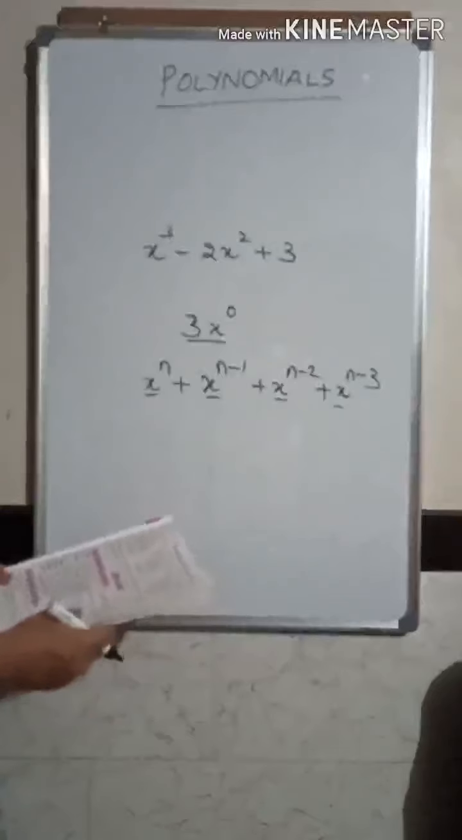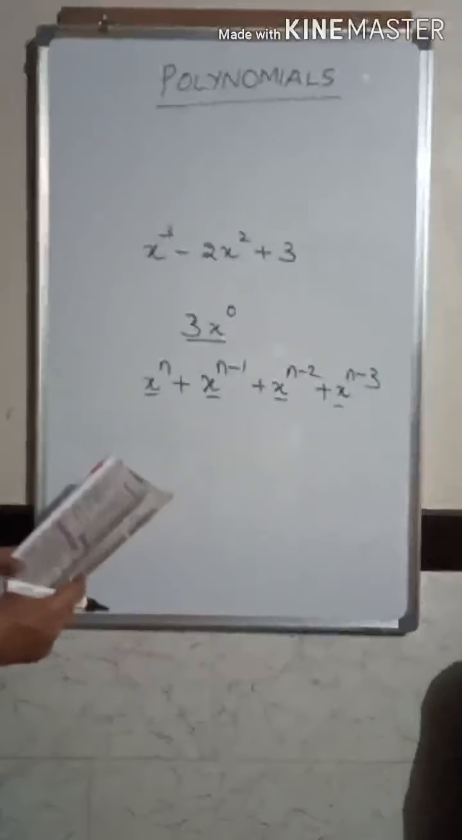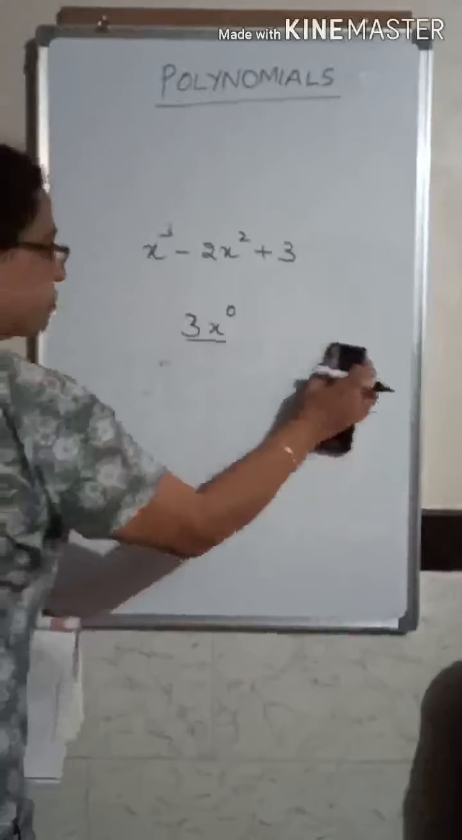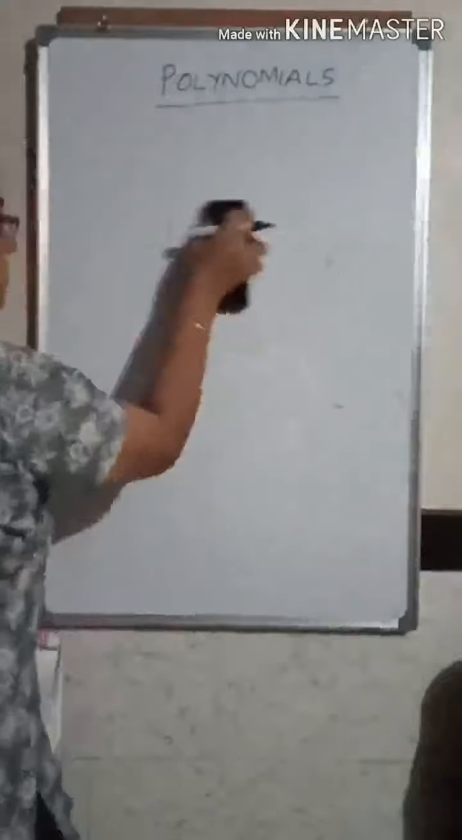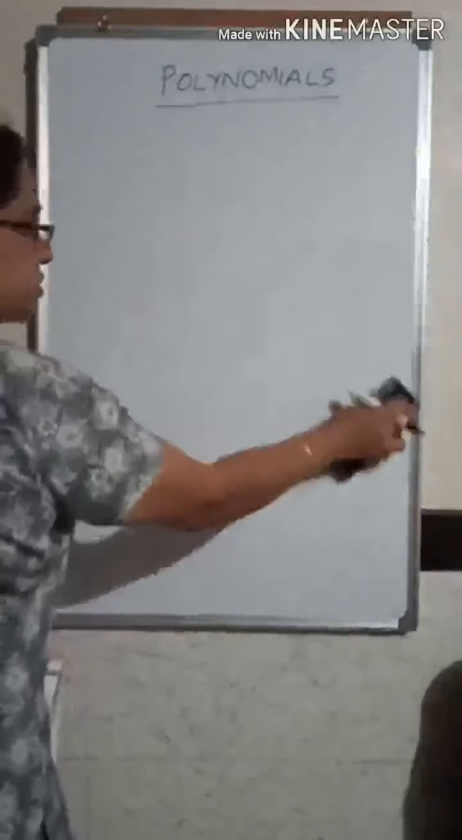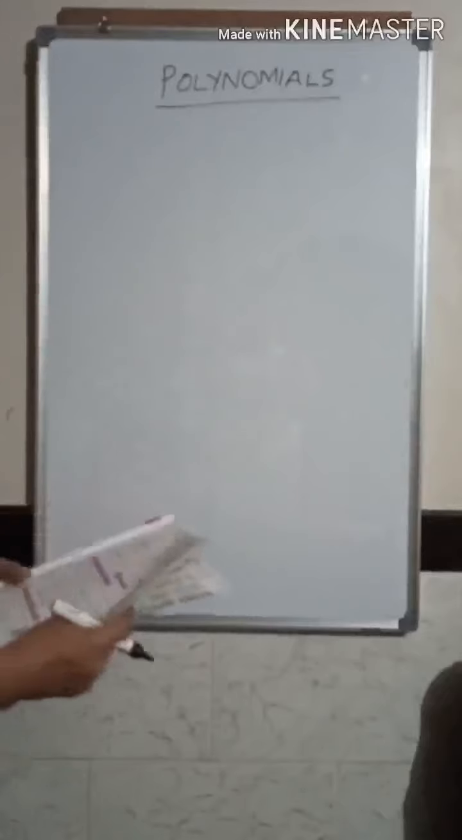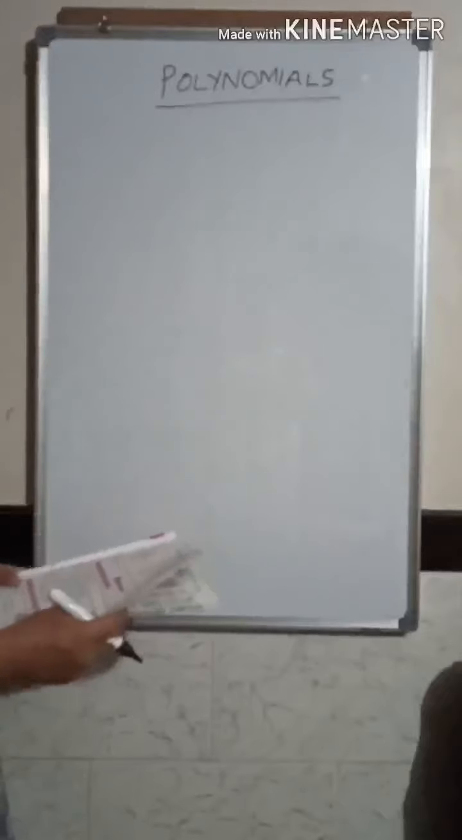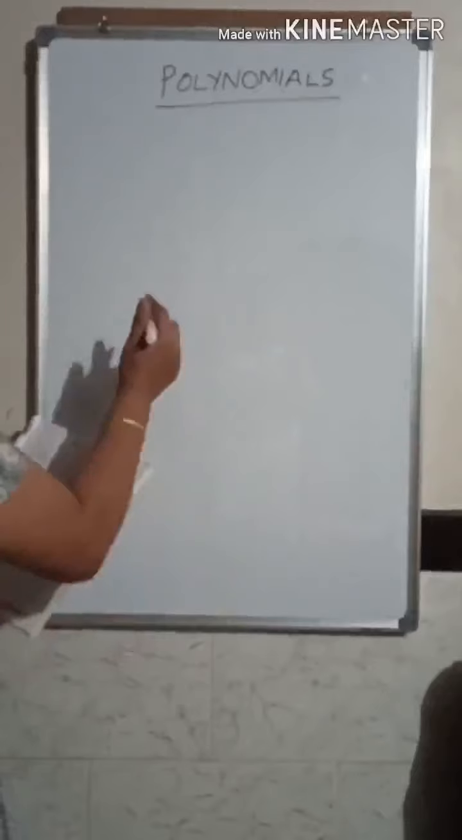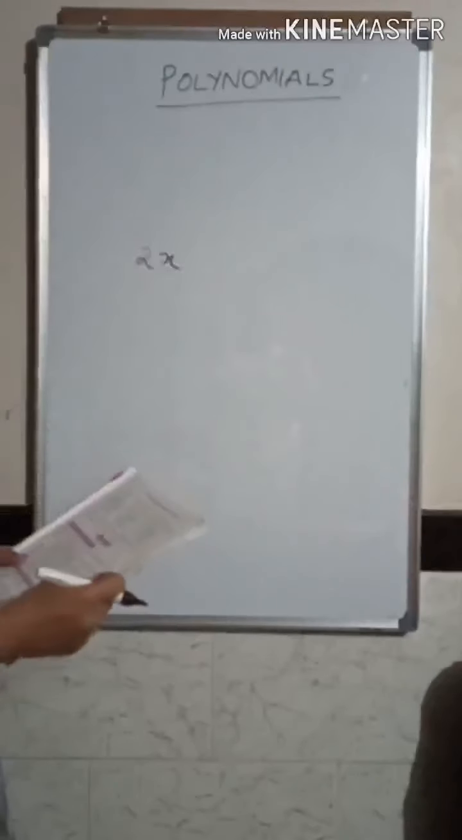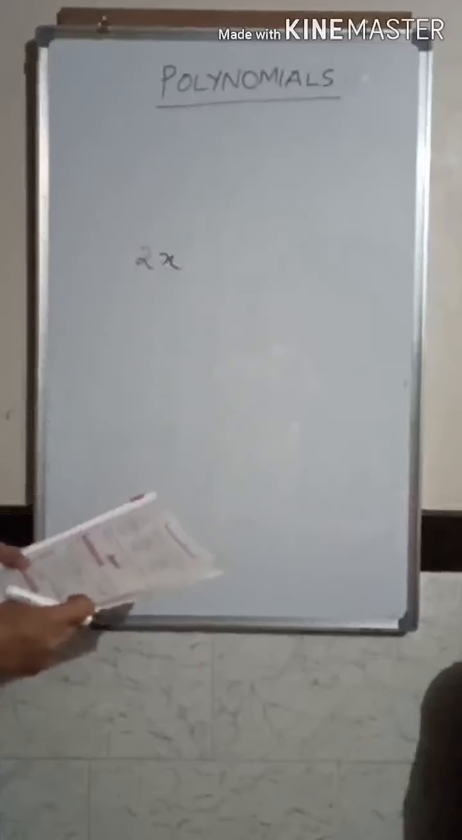Now what are the different types of polynomials? The polynomials are classified based on how many terms there are in a polynomial. You have learned this in the lower class, in algebraic expressions: monomial, binomial, trinomial. Suppose a polynomial has one term, then you call that a monomial. Suppose you have 2x, this has only one term, so this is called a monomial.